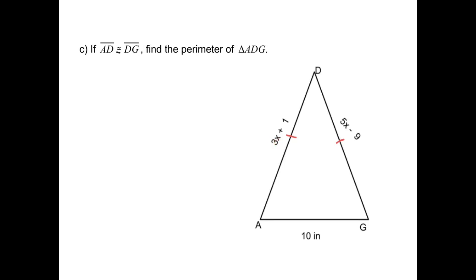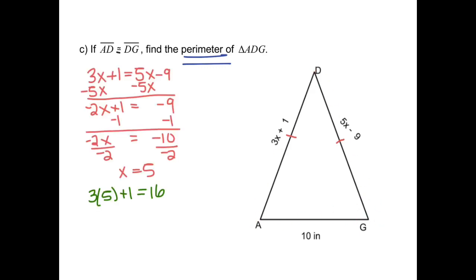However, the ultimate answer is for the perimeter of the triangle. So once you find x, you're going to need to plug that back in to find the two sides and add all three sides together. So solving for x, I got 5. Plugging that 5 into just one side, I'm getting 16. So each of these side lengths is 16, and to find the perimeter, we need to add 16 plus 16 plus 10 to get 42 inches, because that's what my 10 is labeled down there.